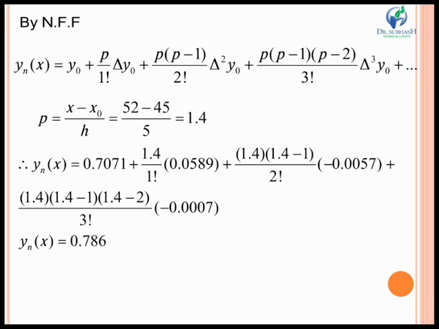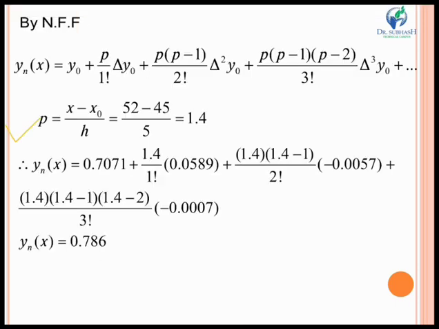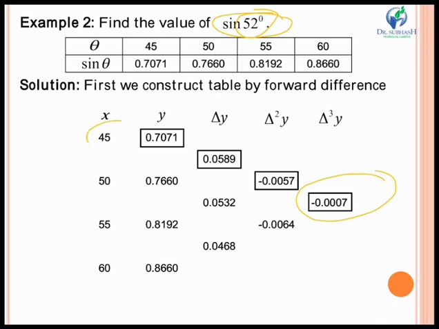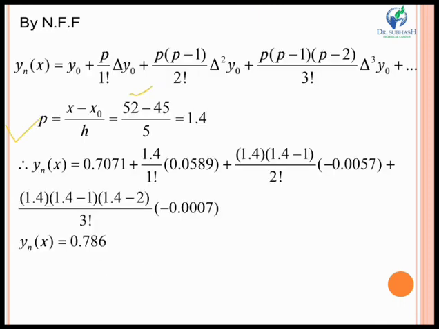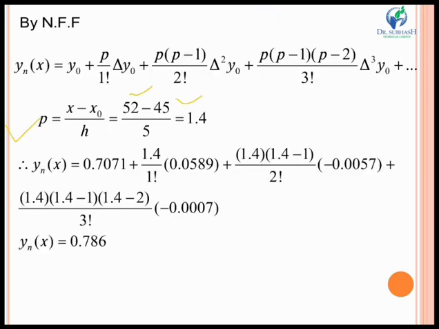So again first we will find the value of p, that is x minus x0 upon h. X is 52. Don't take the value of sine 52, just take 52, right? So x is equal to 52. X0 will be the first value of x, that is 45, upon h. You are given the interval of 5 over here, so h is equal to 5. On calculating this, you get p as 1.4.